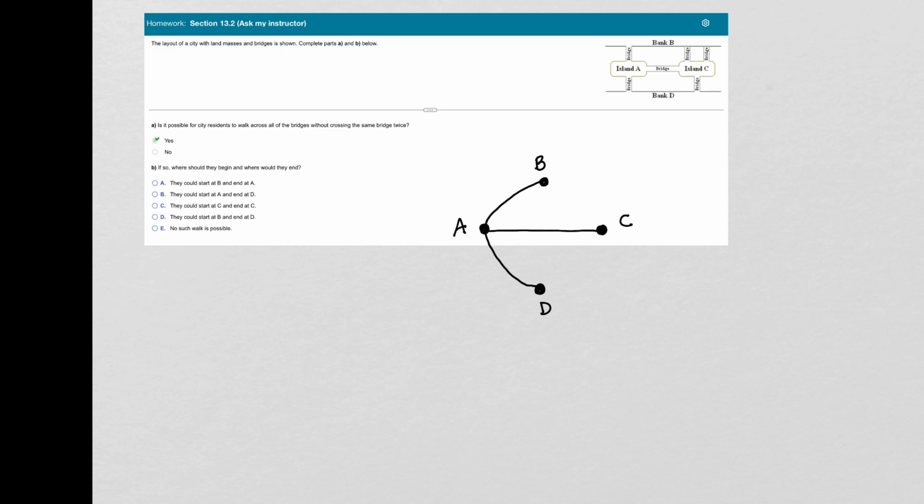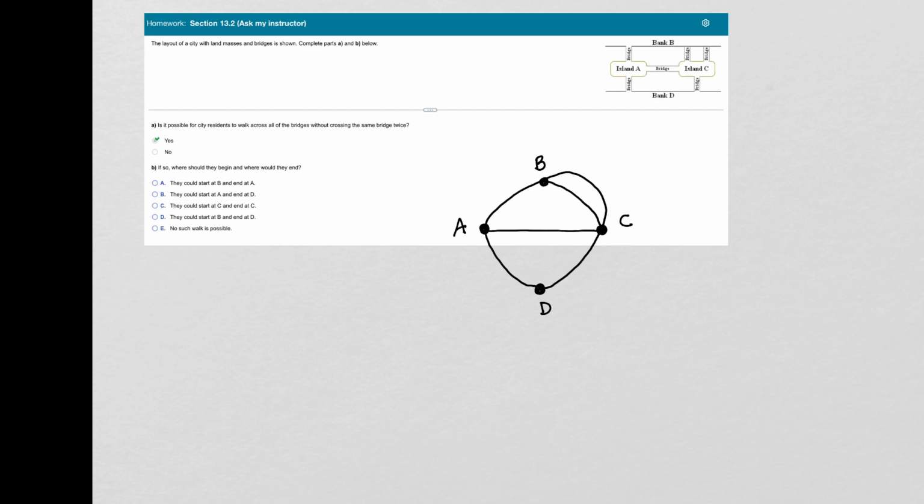And then we have two bridges going from B to C. So we need two separate edges for that. And a bridge from C to D. So now I have a graph that represents this situation, and I can find the degree of every vertex.